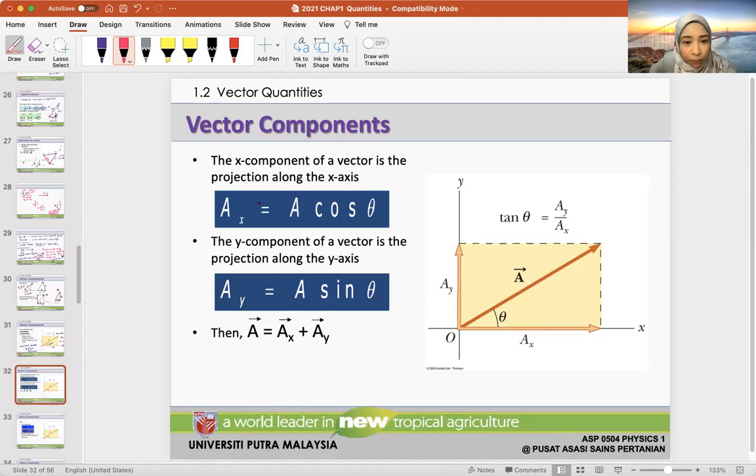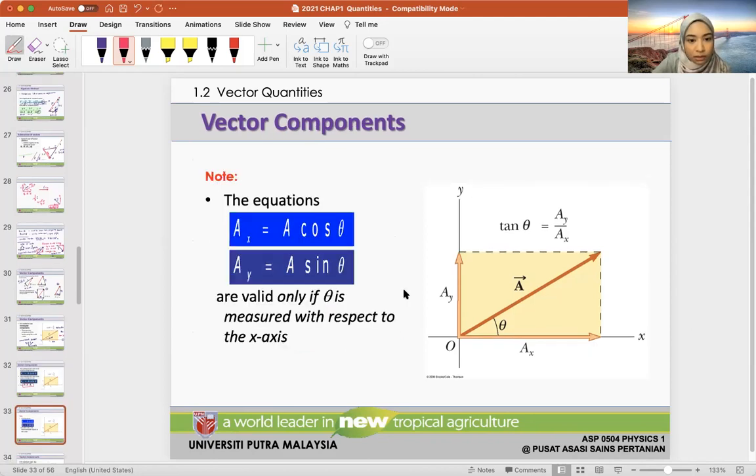Okay, so vector components. AX is given by A vector cosine theta. This is another way of finding your component. AY is given as A sine theta. So how do we use this equation? Let's find out. And then we have A vector equals AX vector plus AY vector. This is the equation when you want to break it down into X and Y, or add X and Y to get the vector.